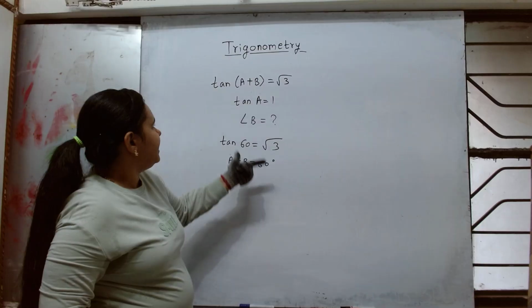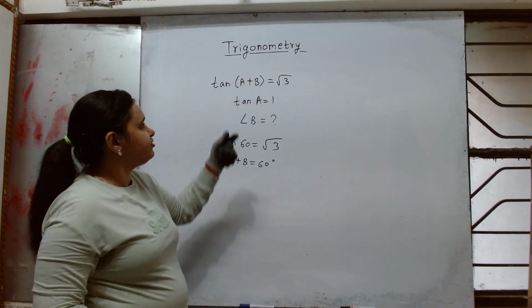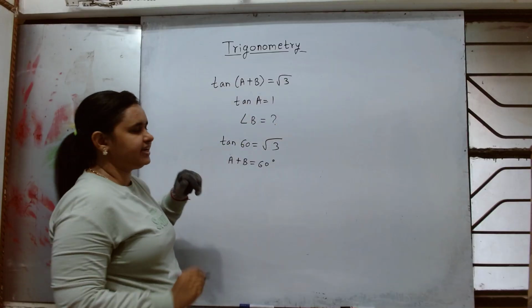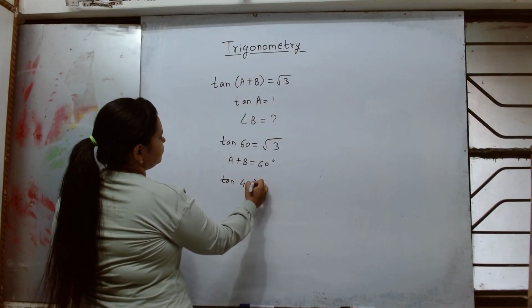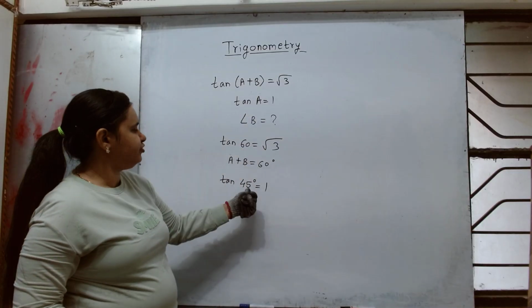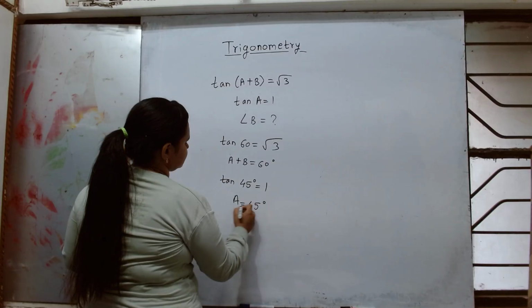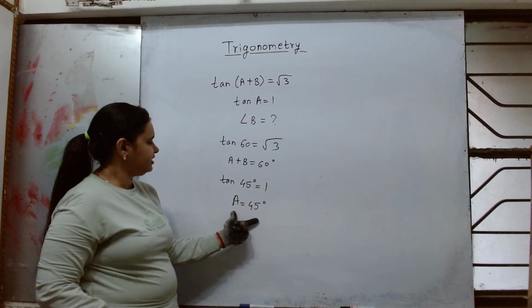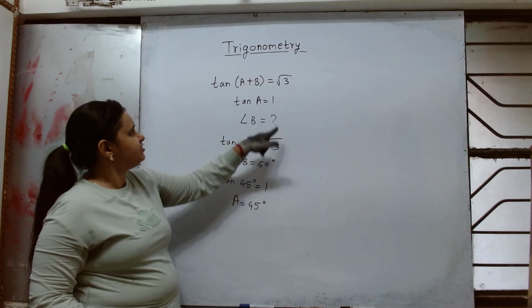Okay. And tan A is equals to 1. What degree of tan is 1? Tan 45 is 1. Tan 45 is equals to 1. So we can say that A is equals to 45 degree. Okay, A is 45 and A plus B is 60 because tan 60 is root 3.